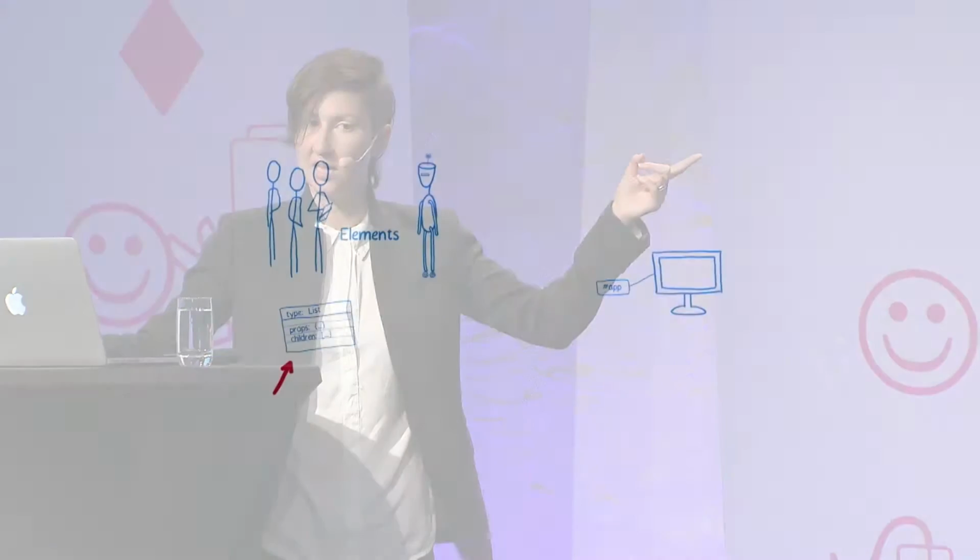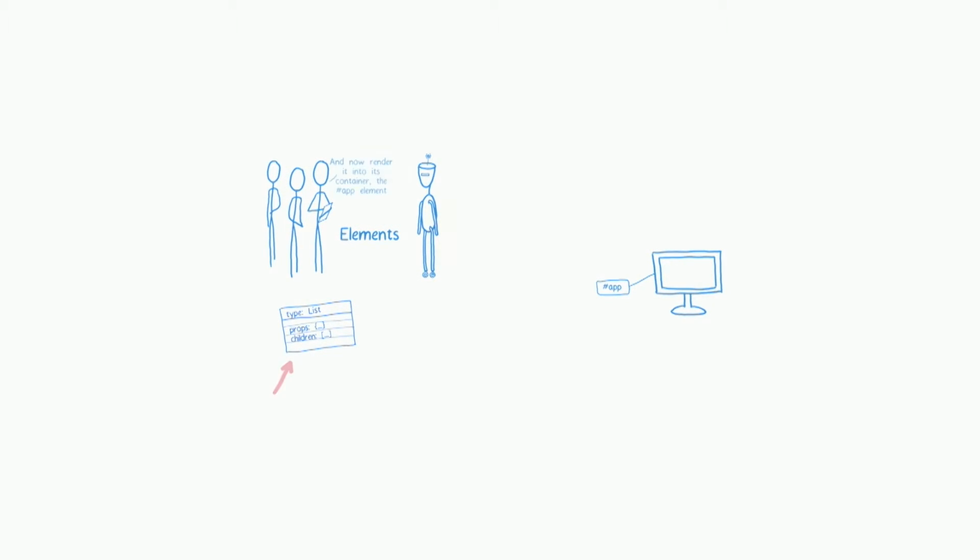So your code asks for an element. This is the list element that React creates. And then your code tells React to start rendering that element into the container. And this begins the construction of React's internal render tree.